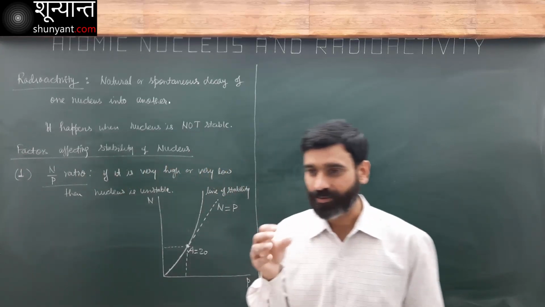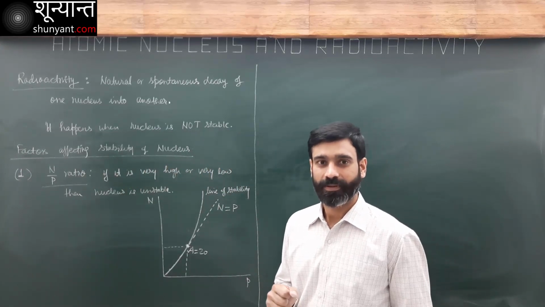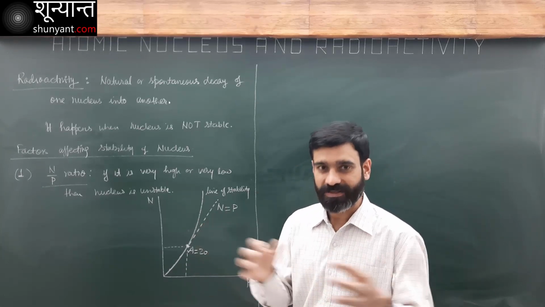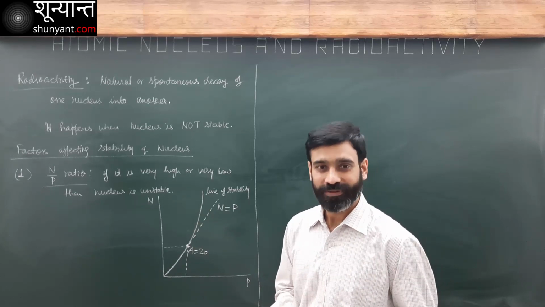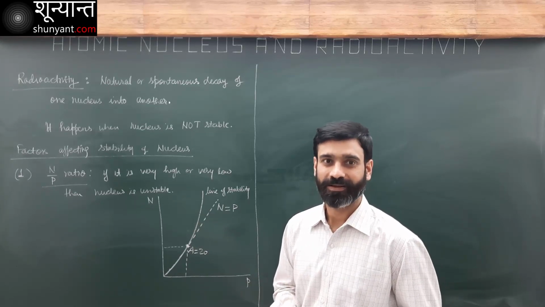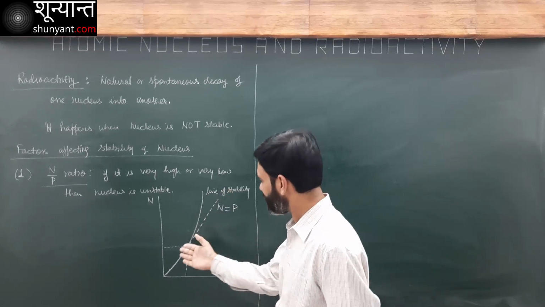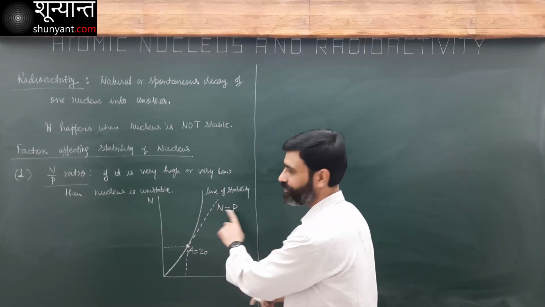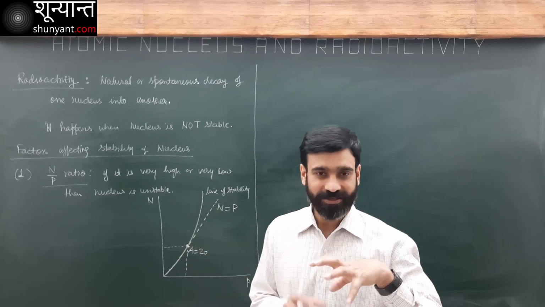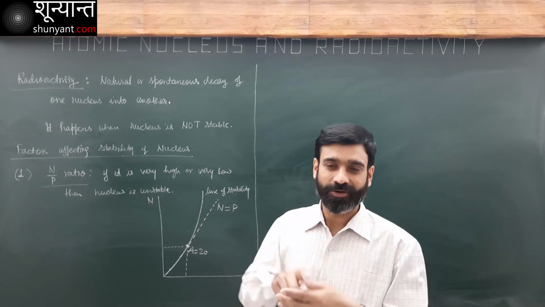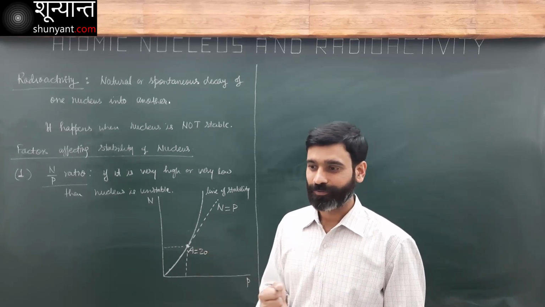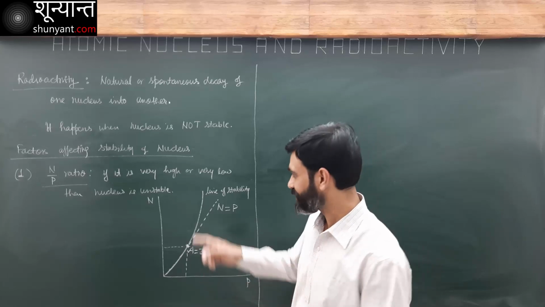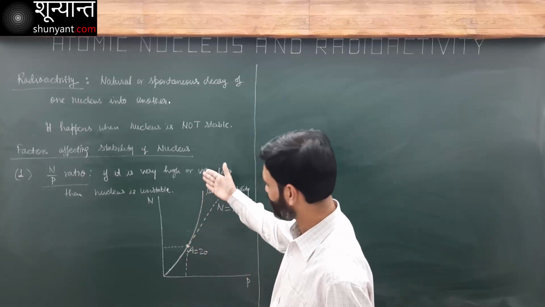It is because as the nucleus becomes bigger, I need more neutrons to compensate for the repulsive forces between protons. That's why this line of stability deviates from this dotted line, which represents n equal to p. As the nucleus becomes bigger, I need more and more neutrons to balance the electrical repulsive forces between the protons.